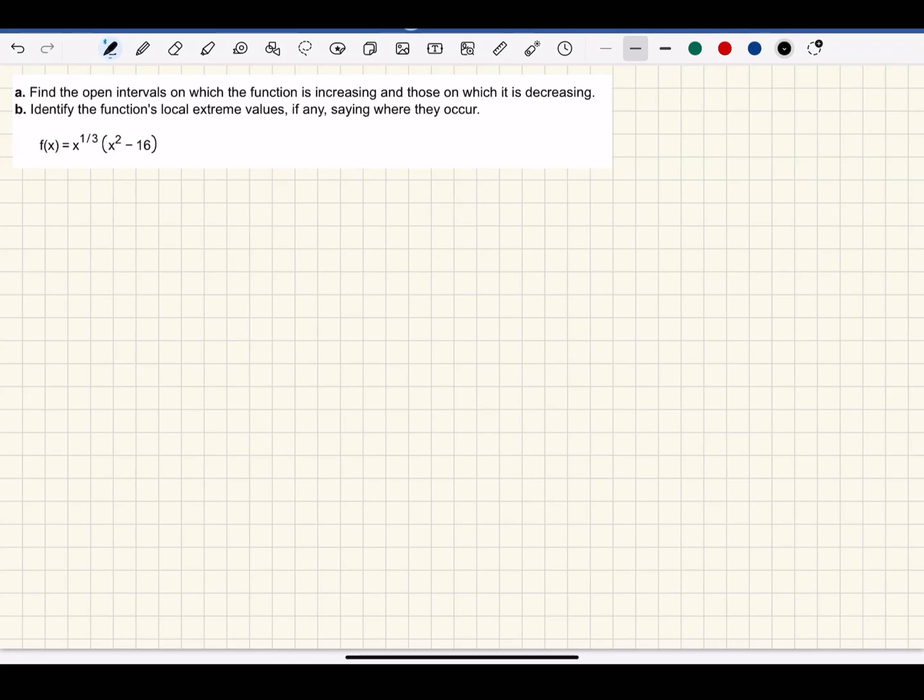Find the open intervals on which the function is increasing and those on which it is decreasing. The function is f of x equal to x to the 1/3 times x squared minus 16. We can simplify the process of finding the first derivative by multiplying through by x to the 1/3. We would wind up with x to the 7/3 minus 16x to the 1/3.